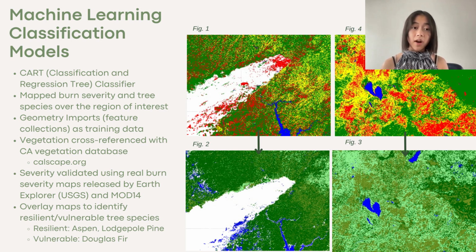In our case, the predictive variables were the feature collections we manually imported into the model as training data, and to sample areas for training, we cross-referenced maps of native vegetation in California provided by calscape.org. Meanwhile, our severity map was validated using real burn severity maps released by Earth Explorer or the USGS, as well as special MODIS burn products. Overlaying classification maps for burn severity and tree species between both wildfires denoted the aspen and pine families as being the most resilient of the vegetation studied, while areas dominated by more vulnerable vegetation, like the Douglas fir, were marked as high risk for succeeding wildfires.